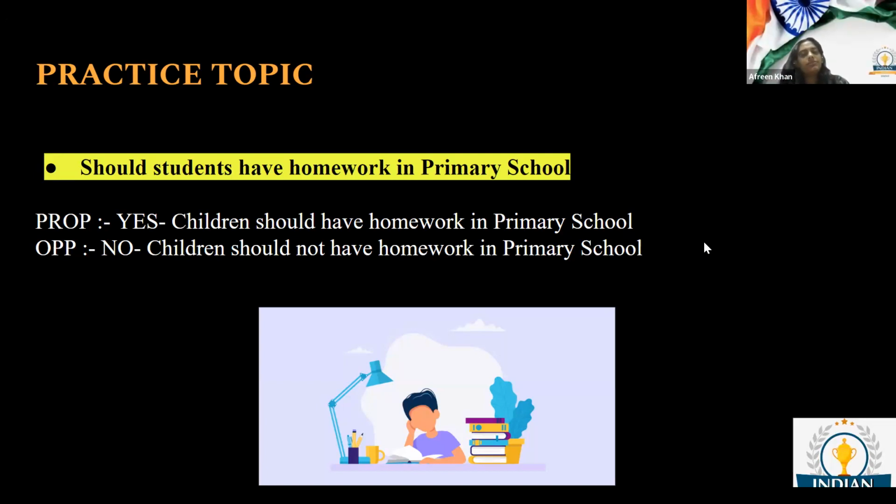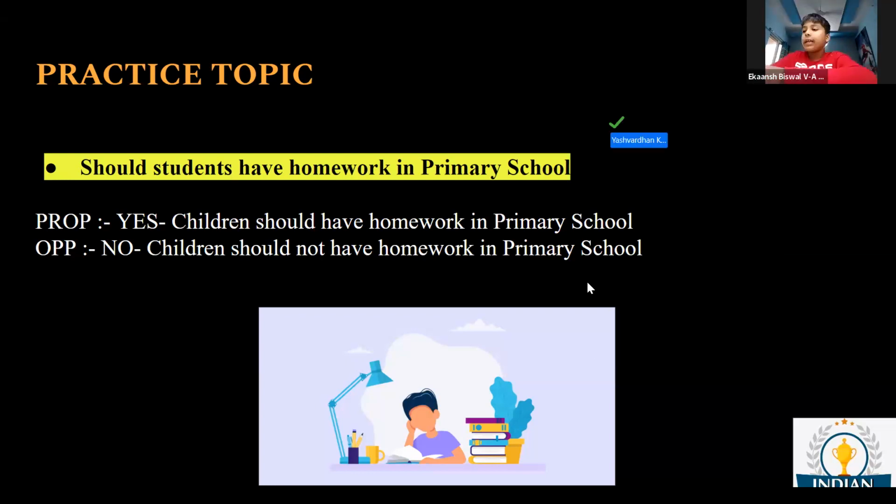Ekansh, what's your point? Ma'am, the older you get, the harder the homework gets day by day. In 11th or 9th, you can just get tired or sick of it being so hard. And small children don't get enough time to play. Usually children go out at 5 or 6, but because of homework, they always have to cut their playing time and focus on homework.